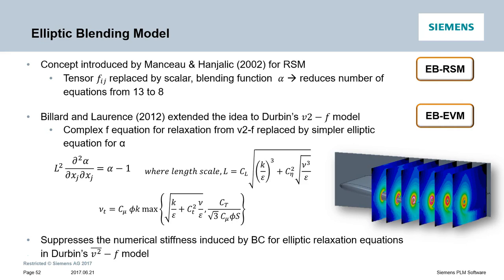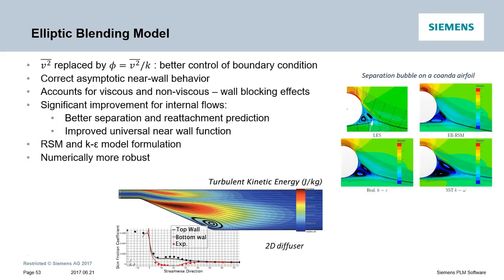So we see how we are learning from previously developed models and then trying to improve in terms of incorporating more physics into them or simplifying those models for more practical purposes. And even in this elliptic blending approach, we work with a simpler variable. So it's a normalized variable which gives better control over boundary conditions. And it predicts correct asymptotic near wall behavior, that is accounts for the viscous and non-viscous wall blocking effects.